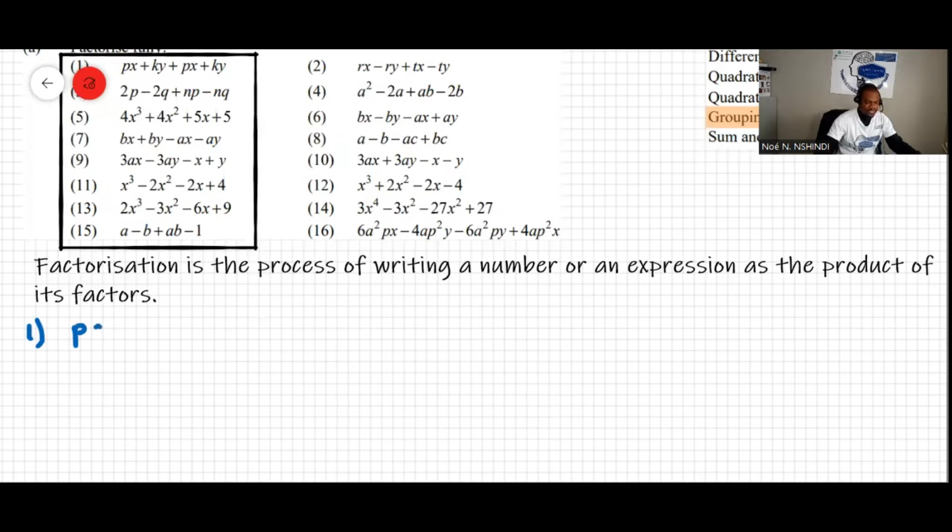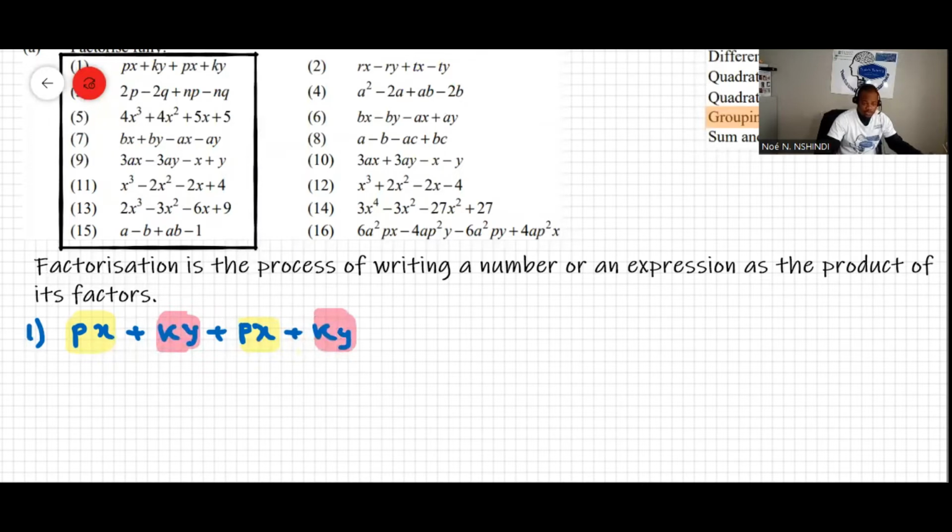Question one says px plus ky plus px plus ky. So we need to factorize this by grouping. Note that we have px here and also px there, and then we do have ky there and ky there also.